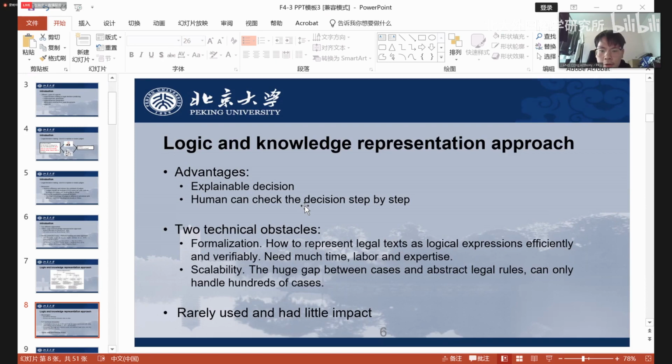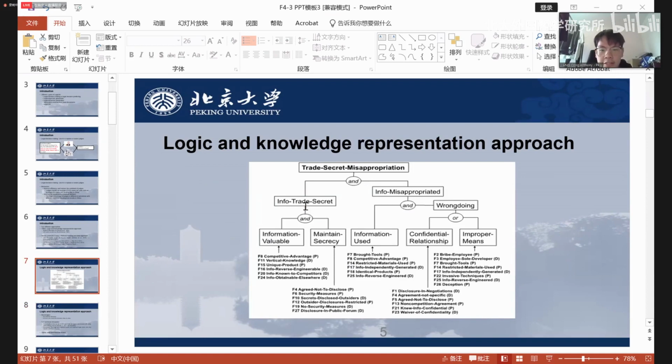There is a huge difference between concrete cases and abstract legal rules. So this logical system cannot handle many different types of cases. It can only handle a very small number of cases, such as 100. This system is set to resolve a database just including 121 trade secret cases.